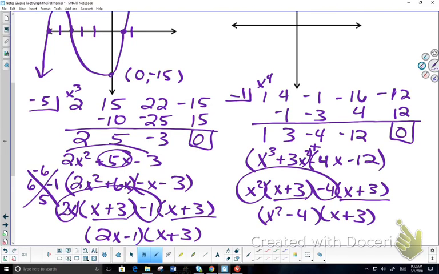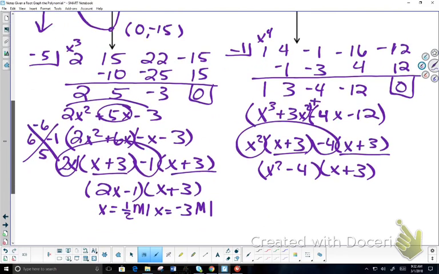I still have a quadratic, so I'm still not done. I need to factor it as well. Remember, this is a difference of squares, right? Difference because it's subtracting. Squares because x is squared and 2 is squared to get 4. So to factor this, all I have to do is write parentheses, one is going to be a positive, one's going to be a negative. Take the square root of x squared and put it in the front. Take the square root of 4 and put it in the back. And those are the factors for that one.